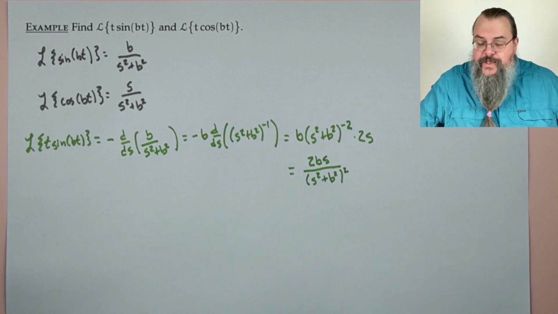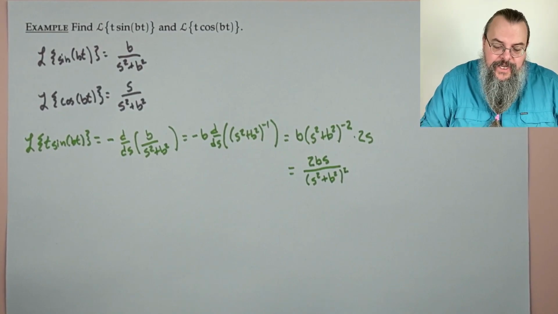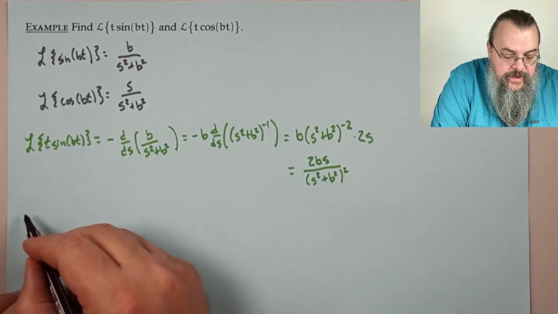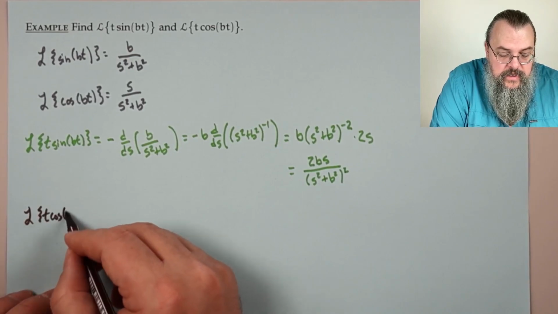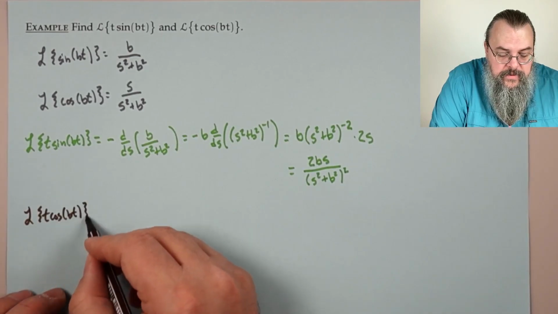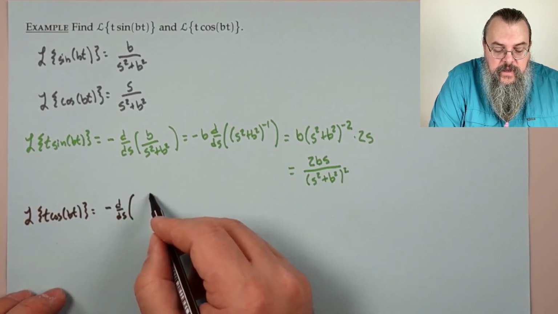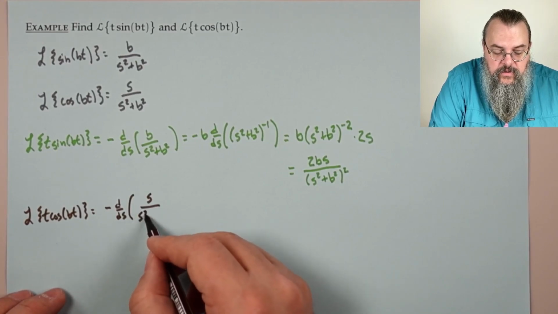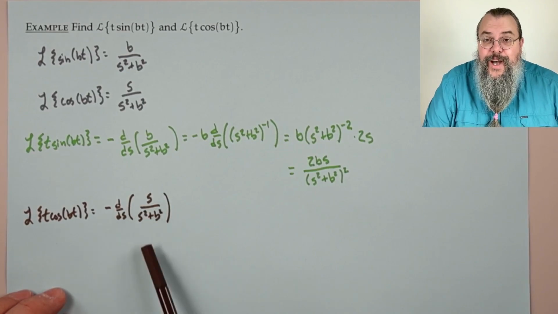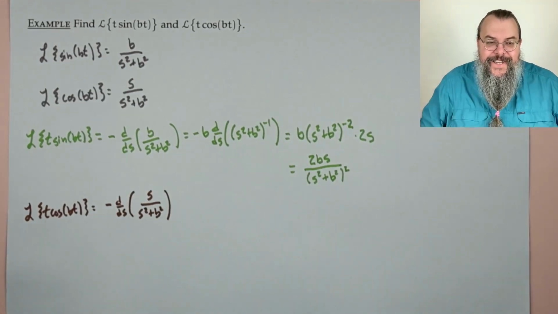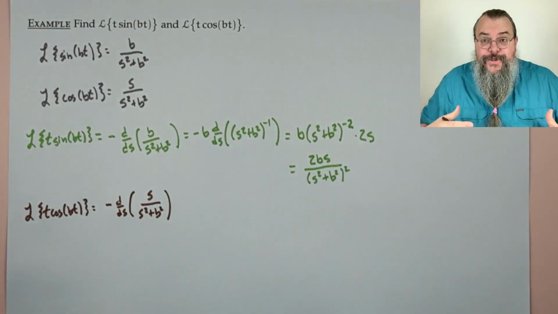All right, but of course, there's another one, and that's cosine. Okay, let's try that one on. So the Laplace transform of t cosine bt, well, what happens there? That's minus the derivative of s over s squared plus b squared. Now here, there's an s both top and bottom. So we're not going to do the same thing we did up here. We're going to use quotient rule.